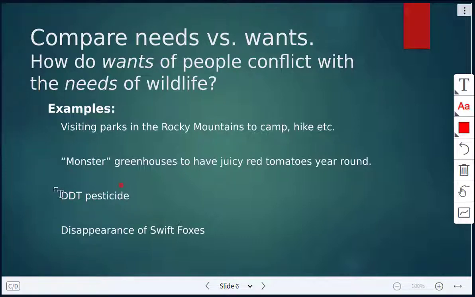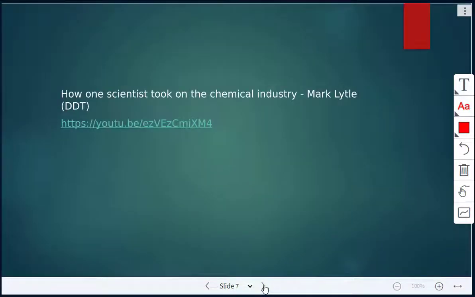We're going to talk about the DDT pesticide a little bit more. This was a pesticide that was used in the 1950s. It had a huge impact on ecosystems and on wildlife. And another example is the disappearance of swift foxes. You probably read about that in the textbook as well. There was a huge decline of swift foxes because they were considered pests, so people were hunting them down. We are going to watch this quick video here on DDT.